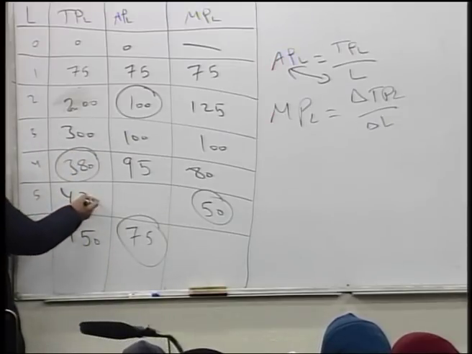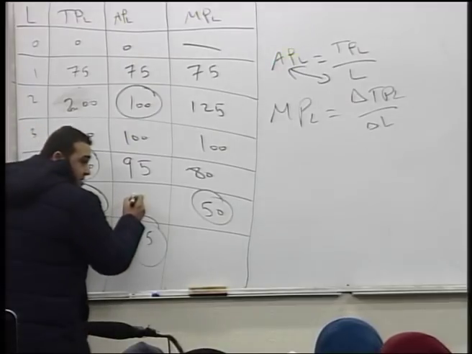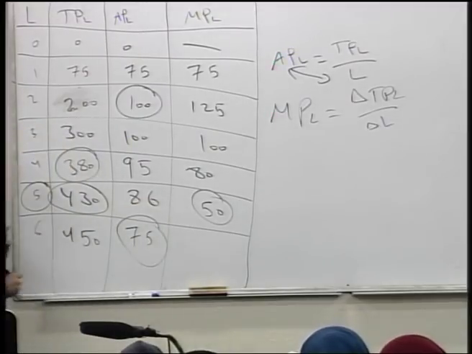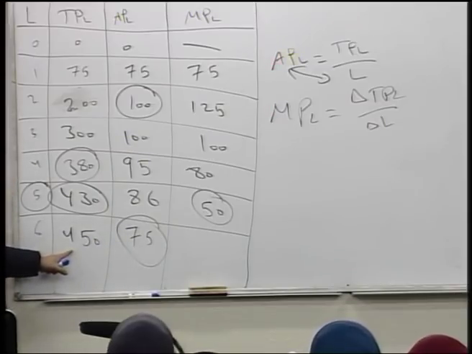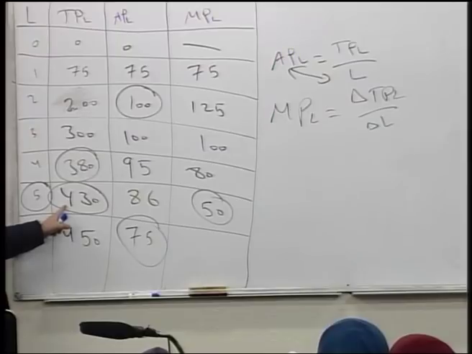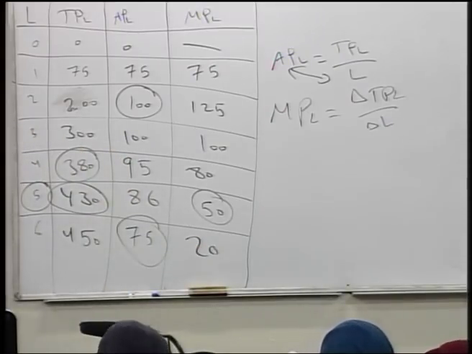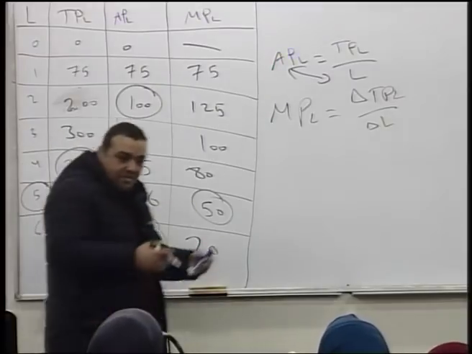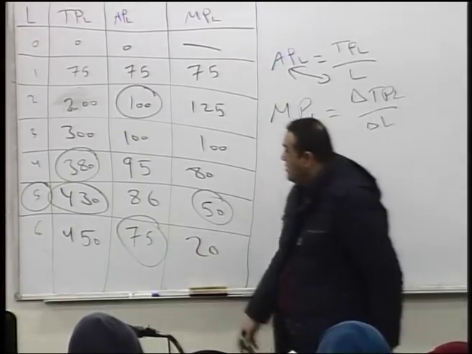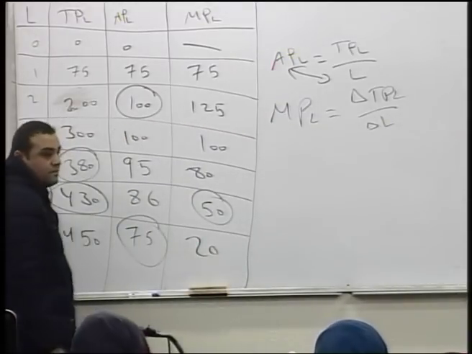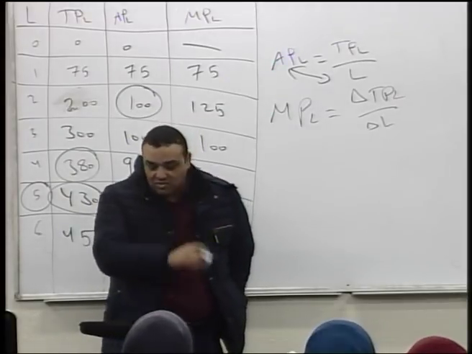Here, TPL over 5. How much? 86. What else here? 450 minus 430 over 6 minus 5. Draw the graph and explain the relationship between total production labor, marginal, and average production labor. Okay? This is a question. Let's go to something else.